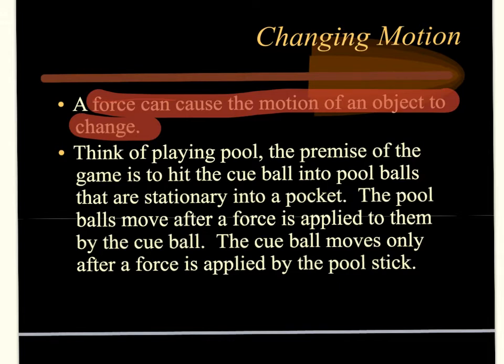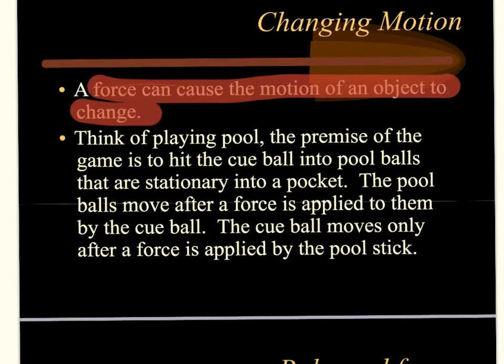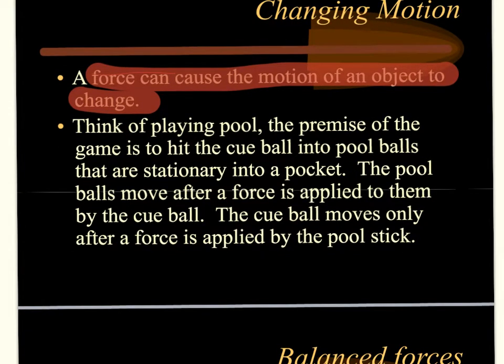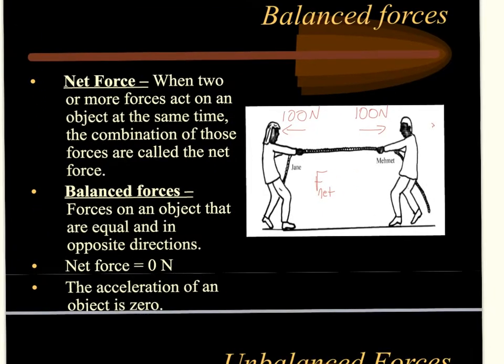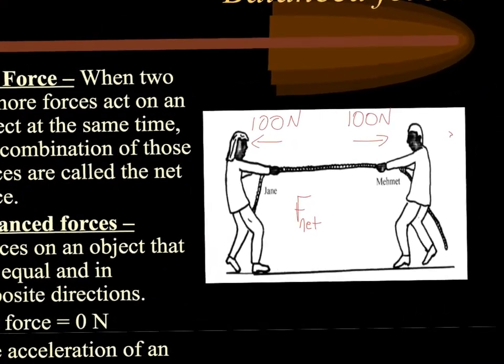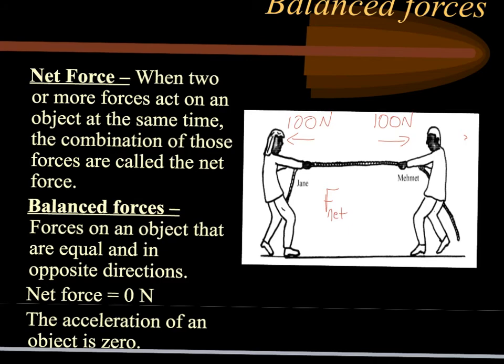If I walk up to something and I push it, and I supply an unbalanced force, I push it hard enough to get it moving, then it's obviously going to accelerate. So an unbalanced force is going to cause the motion of an object to change. It's going to cause acceleration, and we're going to spend a lot of time talking about that in the next unit. But we'll talk about it some here as well.